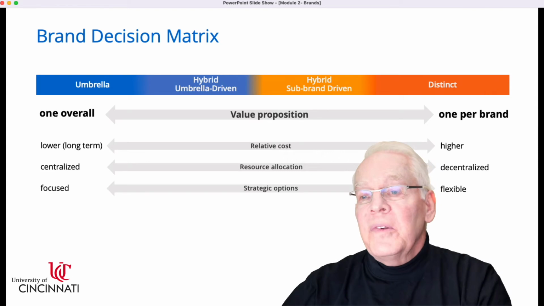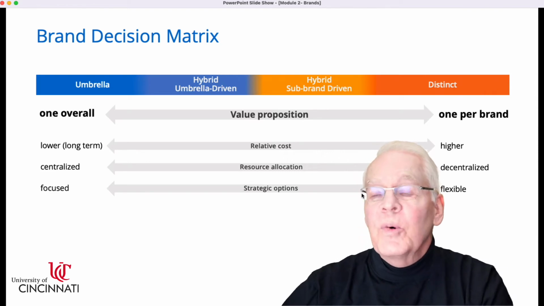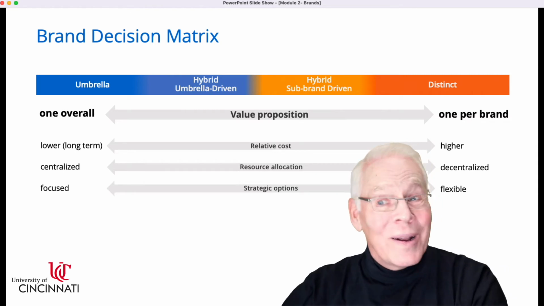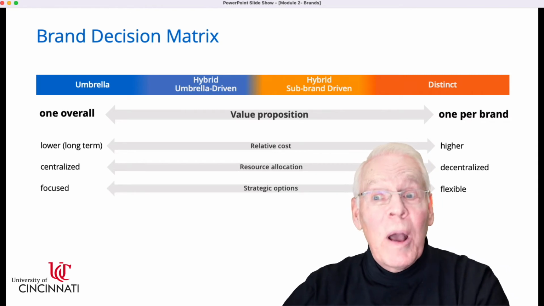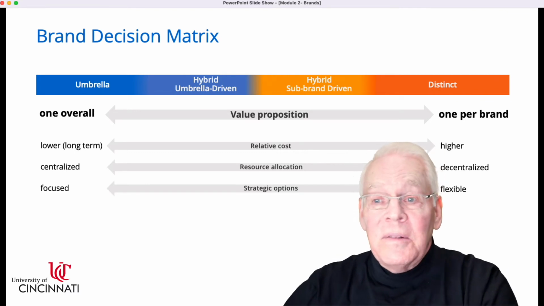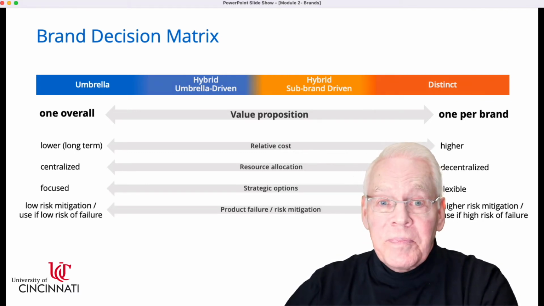Flexibility is higher with distinct branding. Procter and Gamble has more flexibility with the kinds of things they can get into, whereas Peloton now is kind of locked into home fitness. Let's put it that way. It doesn't give them as much flexibility.